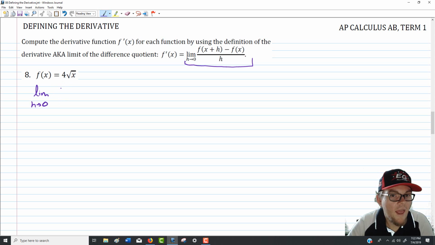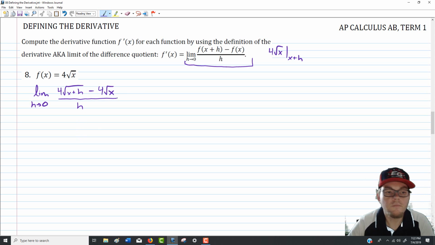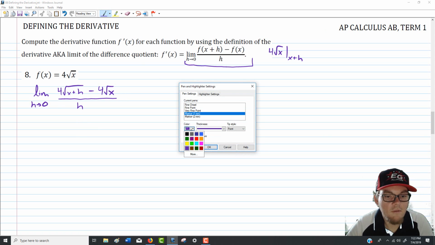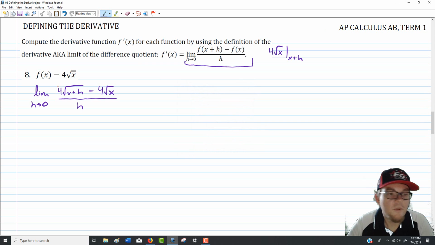From there, we've got f of x plus h. So once again, we need to take 4 root x, and we need to evaluate it at x plus h. That's going to end up being 4 square root of x plus h minus f of x, so minus 4 root x, all over h. So in here, before I start to dig in and work, I really can't simplify anything as is, so we need to dig into our trim the quills bag of tricks.